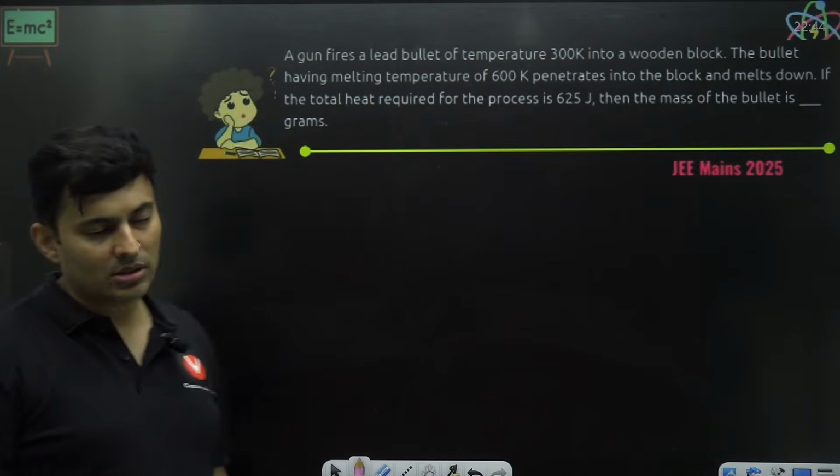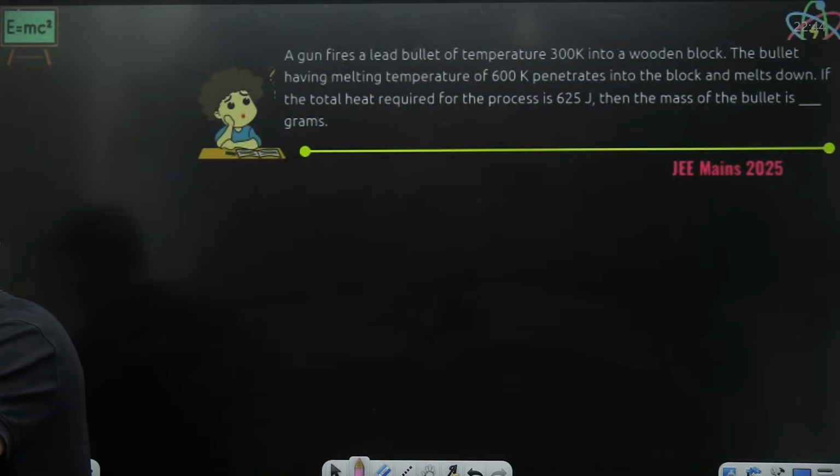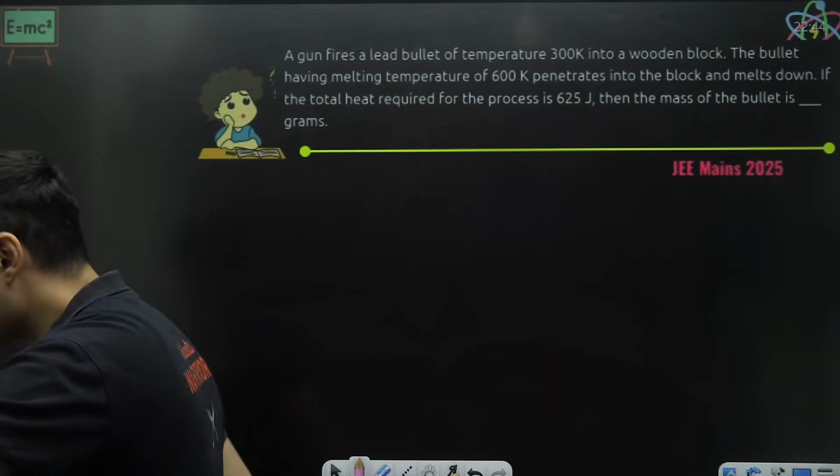I don't need the options. We have to just solve it. What will you do with the options? Nothing, right? So no point. So just solve it. Okay. So what will we do? What will we do? Yeah.